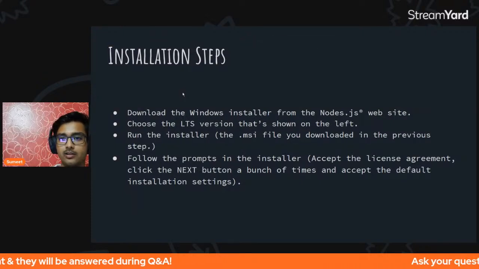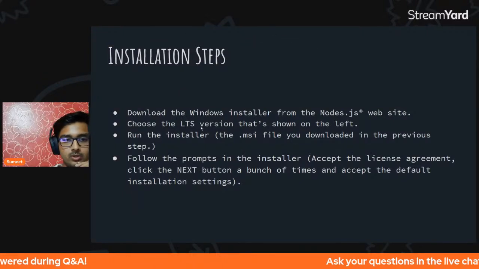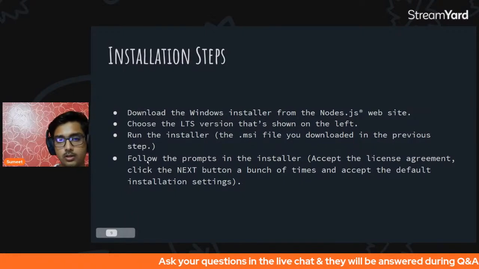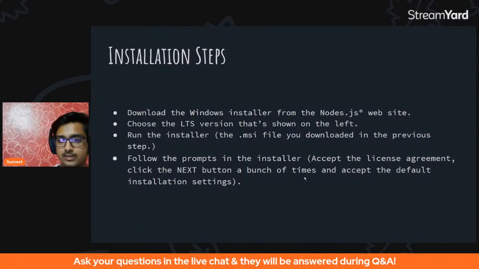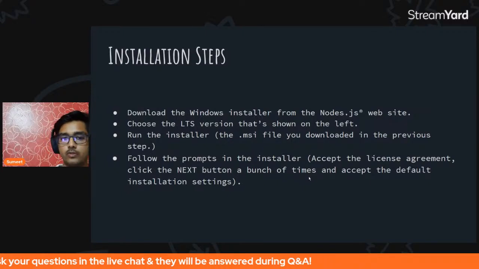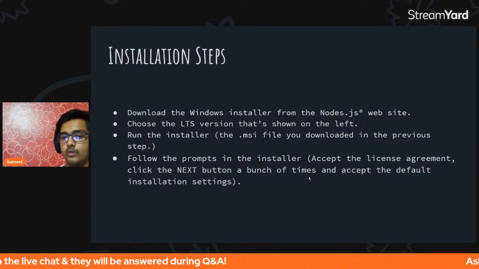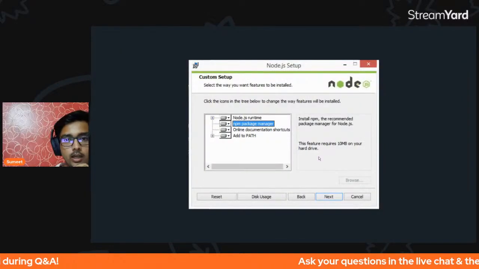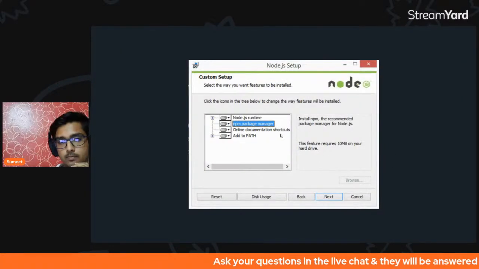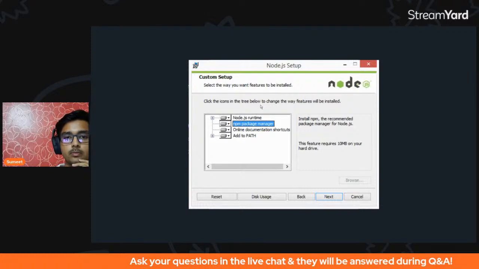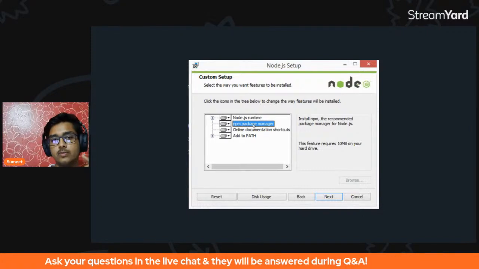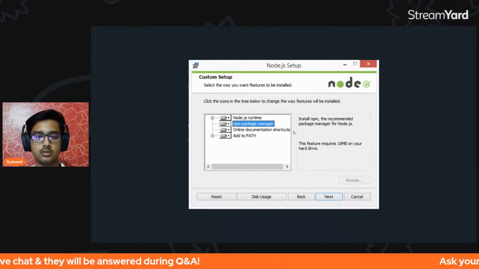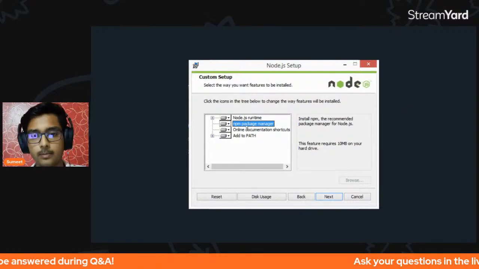I think you all know how to install software. So you have to follow the prompts, accept the license a bunch of times, click the next button a bunch of times, and accept the default settings. And once you receive this prompt, you have to select npm package manager instead of Node.js runtime. By default, it's Node.js runtime, but you have to select this npm package manager.